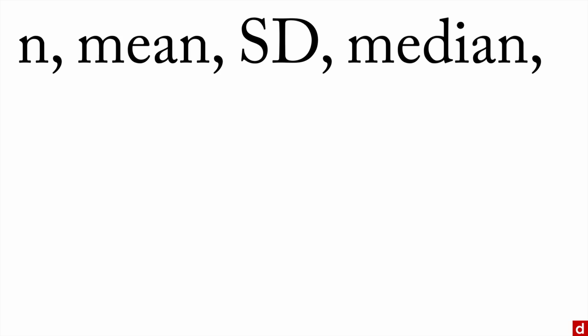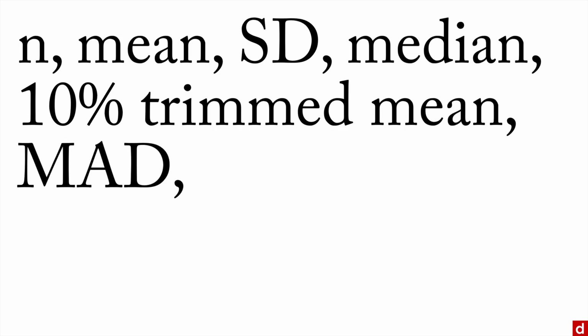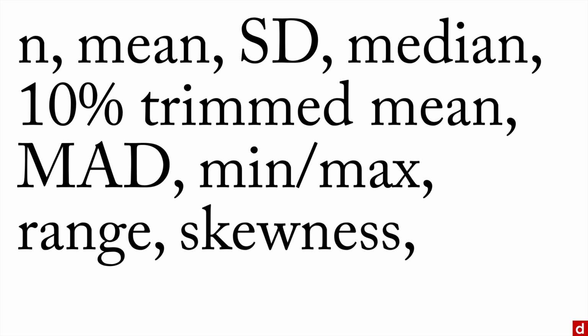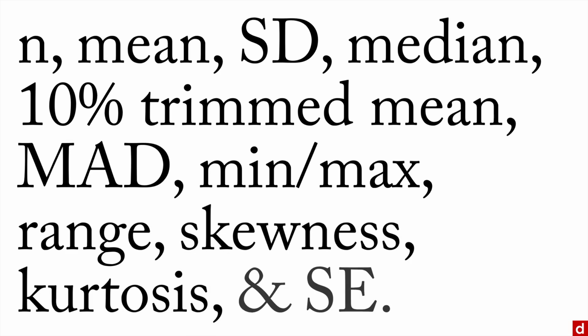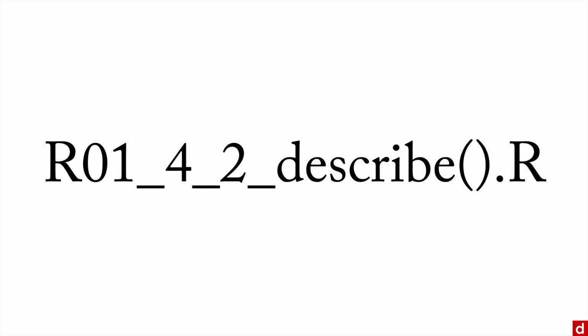And when you run describe from psych, this is what you're going to get. You'll get n, that's the sample size, the mean, the standard deviation, the median, the 10% trimmed mean, the median absolute deviation, the minimum and maximum values, the range, skewness and kurtosis, and standard errors. Now, don't forget, you still want to do this after you do your graphical summaries. Pictures first, numbers later. But let's see how this works in R. Simply open up this script and we'll run through it step by step.